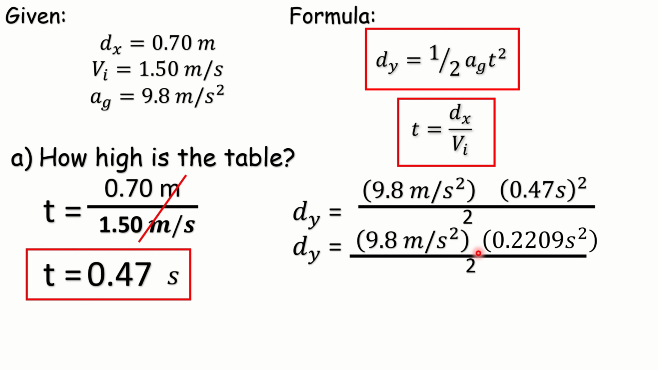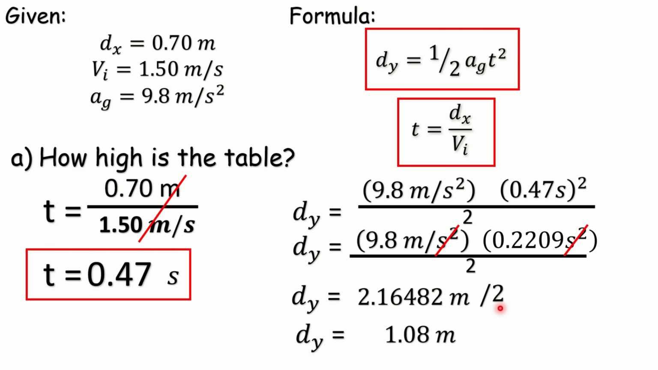Next, let us simplify this by multiplying the acceleration due to gravity and time. Therefore, we have 2.16482 divided by 2. As you can see, we can cancel out second squared, and the remaining unit is meters. Next, let us divide this by 2, and the quotient is 1.08 meters. This is also rounded off. Therefore, this is our final answer. The height of the table is 1.08 meters.